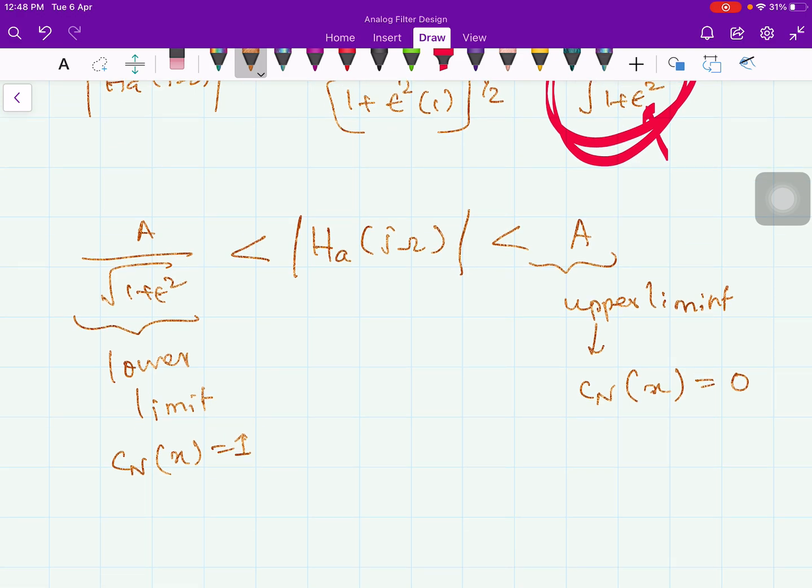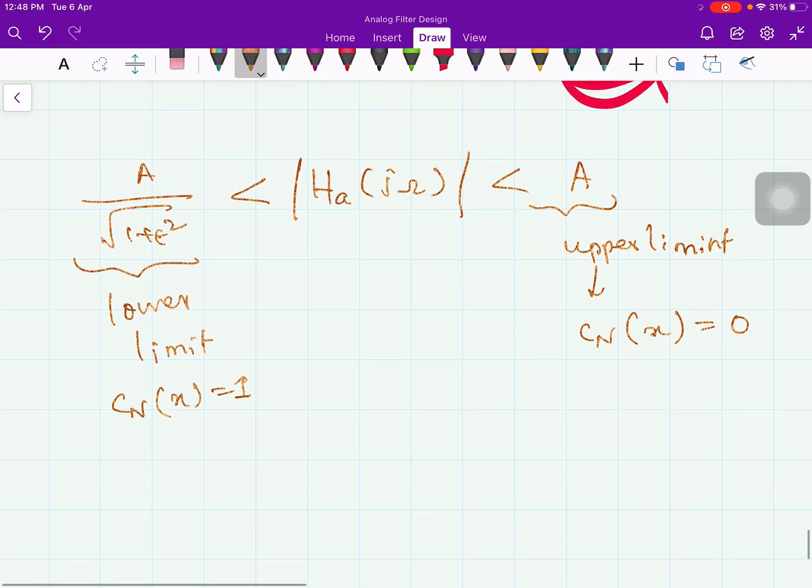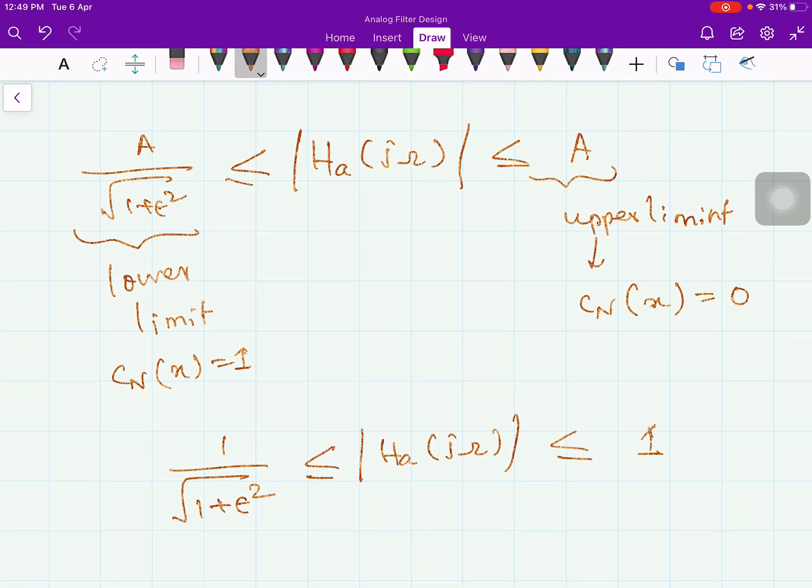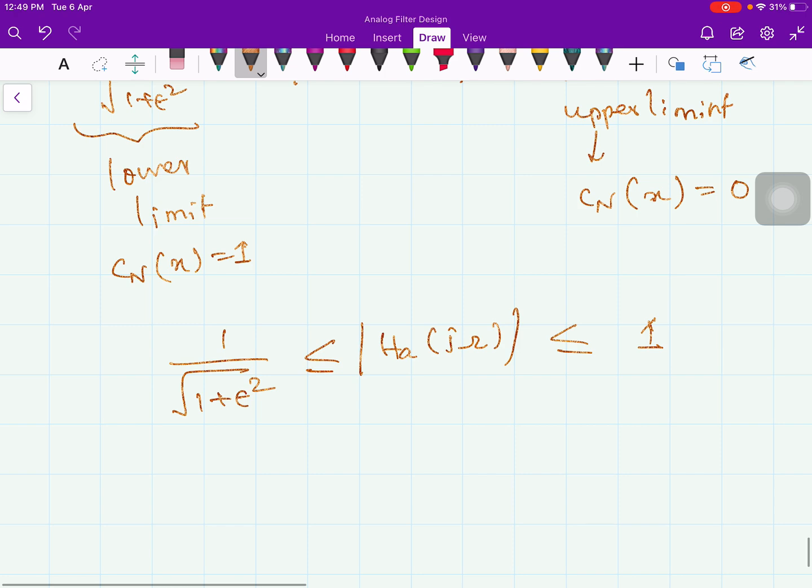Now if capital A is normalized to 1, then the magnitude of HA of j omega will lie between 1 and 1 divided by square root of 1 plus epsilon squared. Okay, here capital A is taken as 1. Then the magnitude will lie between 1 and 1 by square root of 1 plus epsilon square.